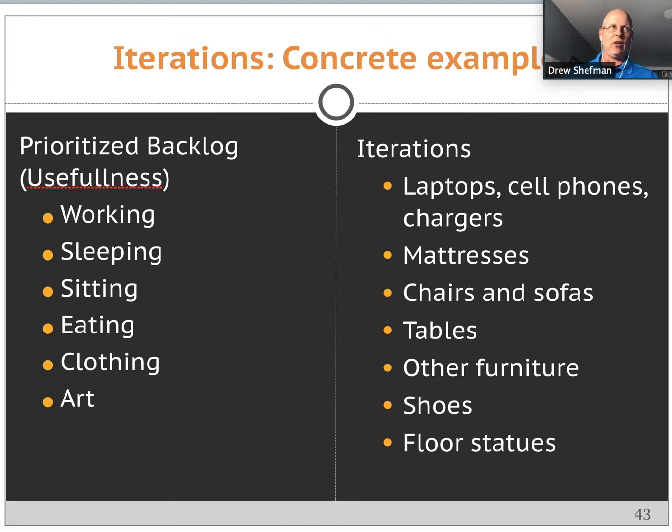So again, we learned after Memorial Day, our first flood, that we should prioritize for usefulness, not necessarily from the floor to the ceiling, floor to the counter. So our useful prioritization is working, sleeping, sitting, eating, clothing, and then things like art. So that translates to laptops, mattresses, chairs, tables, other furniture, shoes, and then finally like floor statues.